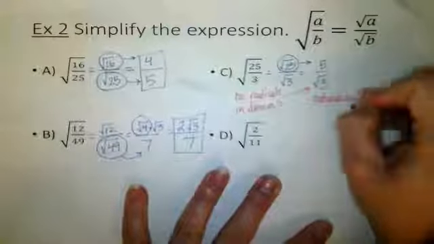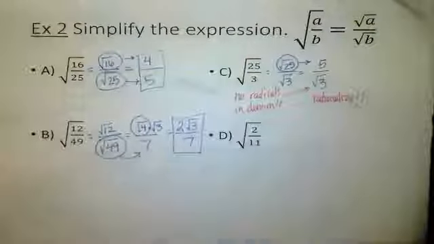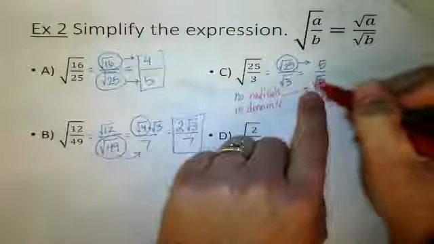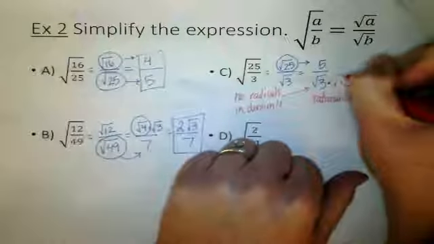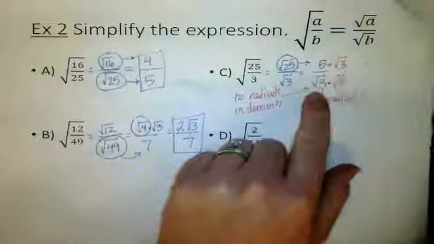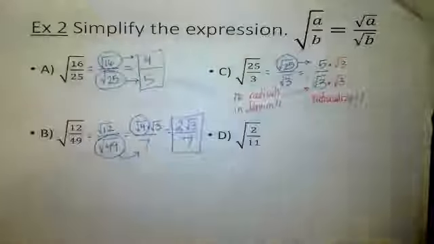Rationalize. R-A-T-I-O-N-A-L-I-Z-E. Rationalizing turns out to be pretty easy. We need to do something to get rid of this radical. And what we're going to do is multiply top and bottom by whatever that radical happens to be. So we're going to multiply top and bottom by radical 3.